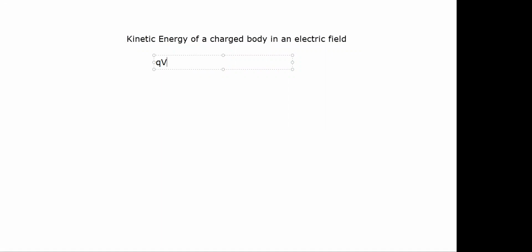We said qV is the work done. So work done has been changed into potential energy. If the system is itself doing work, then its potential energy will be lost, and the amount of potential energy lost will be equal to qV, and this will be converted into the kinetic energy of the system.